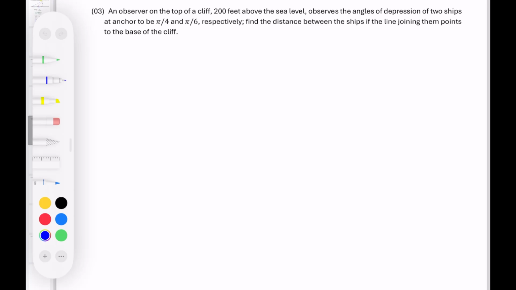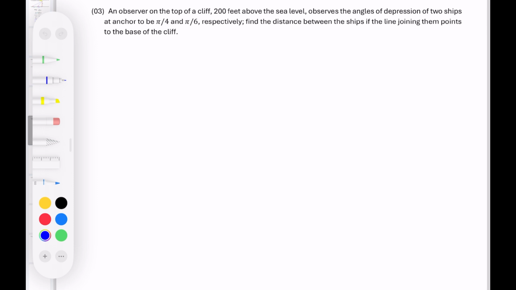Here's another simple word problem from solving right triangles using basic trig ratios. An observer on the top of a cliff 200 feet above the sea level observes the angles of depression of two ships at anchor to be pi/4 and pi/6 respectively. Find the distance between the ships if the line joining them points to the base of the cliff.